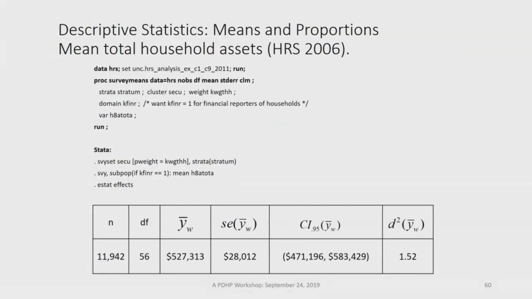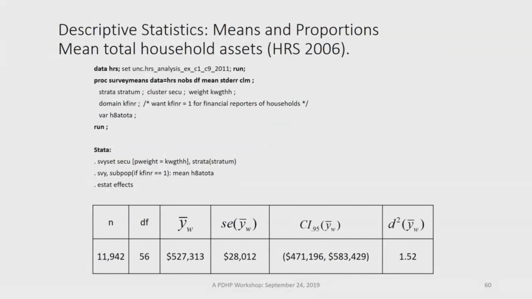So here's the unweighted sample size. Note the degrees of freedom. Okay? Sample size is 11,942. Degrees of freedom for the critical T value, 56. Again, because it's a function of how many HRS clusters there are. It's not a function of sample size. The clusters are what's used to estimate the variance.